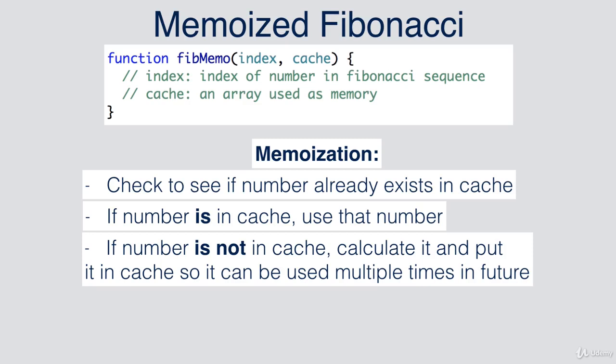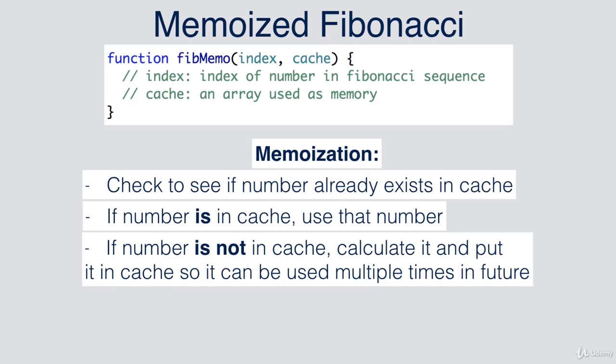When trying to calculate the next Fibonacci number, we will first check to see if it already exists in the cache. If it does, we will simply use the number found in the cache, therefore saving us many calculations. If the number does not exist in the cache, then we will calculate it and put it into the cache in case it needs to be used again in the future.